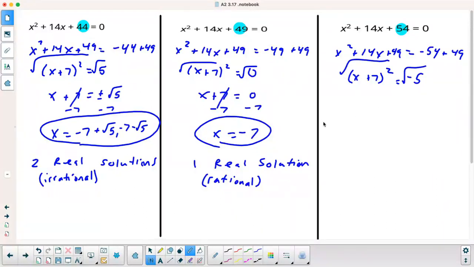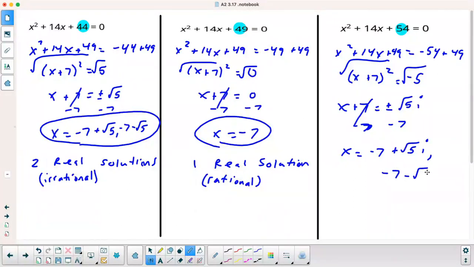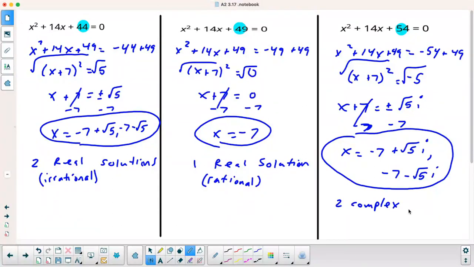Square root both sides. So this becomes square root of 5 times i, minus 7 from both sides. Make sure the i is not under the radical. So those are my solutions here. So since I have a plus bi, this is 2 complex solutions, okay? And complex are always non-real, okay?